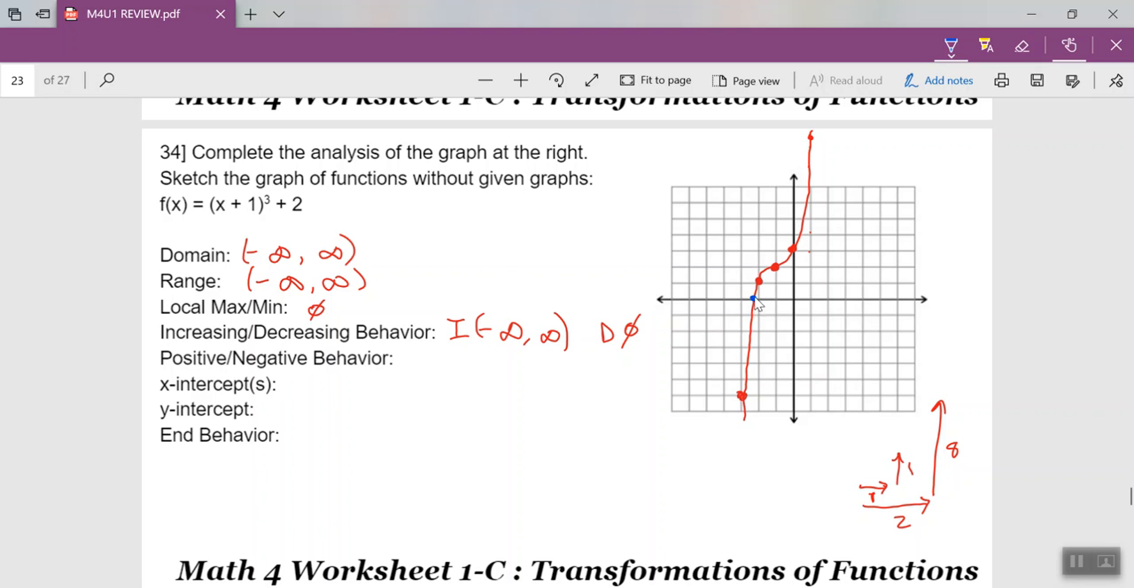Everything above here is positive, which that is about, oh, I don't know, negative 2.3 maybe. So we're going to go with a rough guess here. So it is negative from negative infinity up to that point.